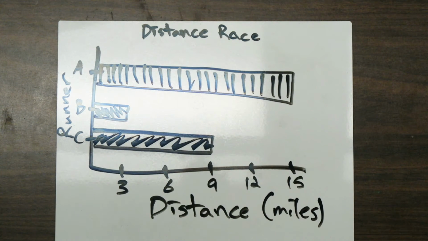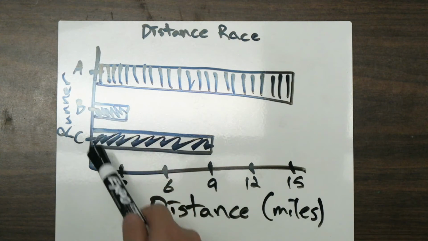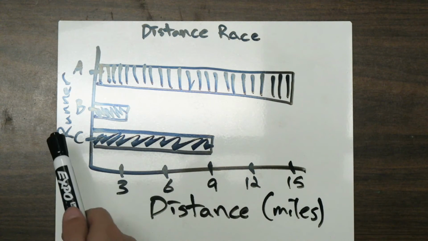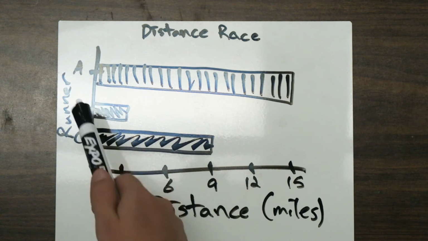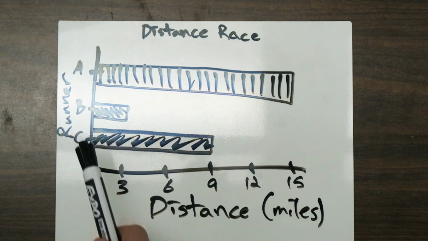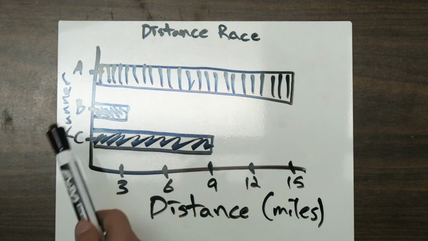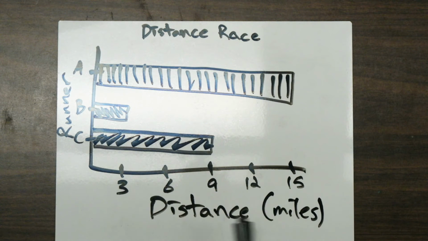The other thing I have on here are labels for each of my axes. This label says runner, and I have A, B, and C, so there's 3 different runners here, runner A, runner B, and runner C. And this axis tells me the distance that they traveled because I have this label here that says distance, and we also know that we're talking about miles as opposed to feet or inches.